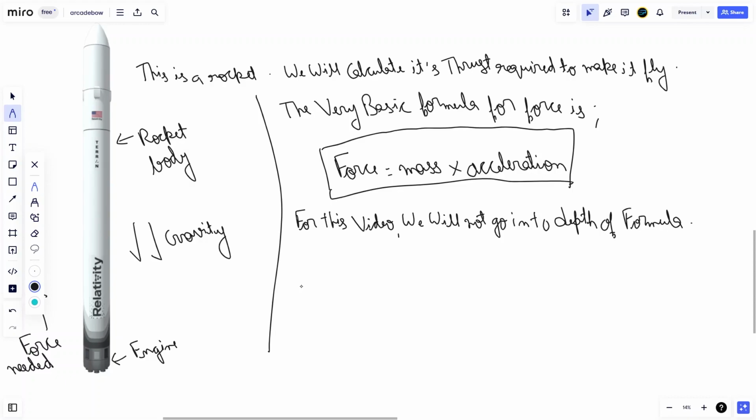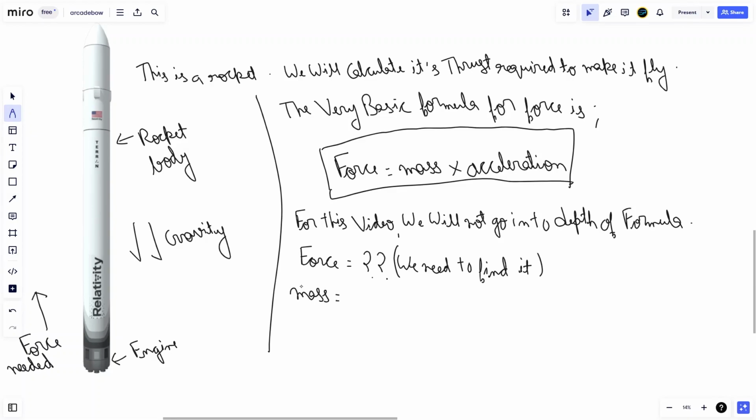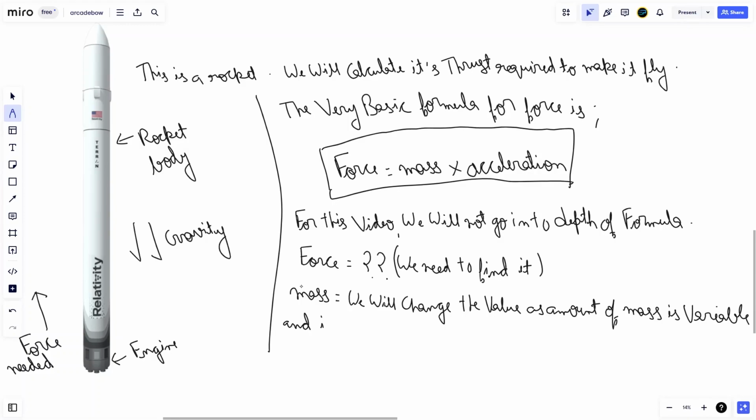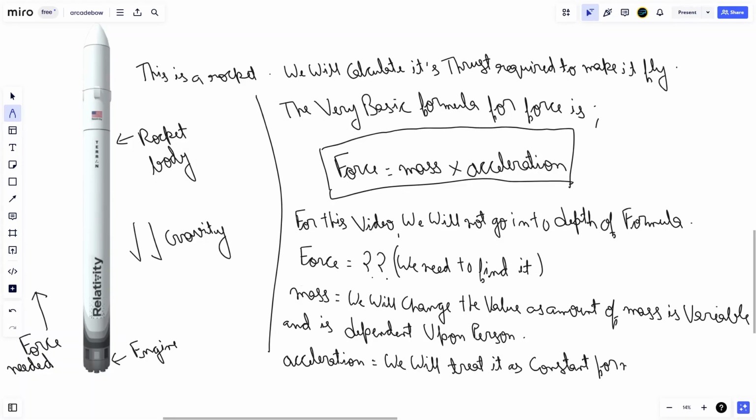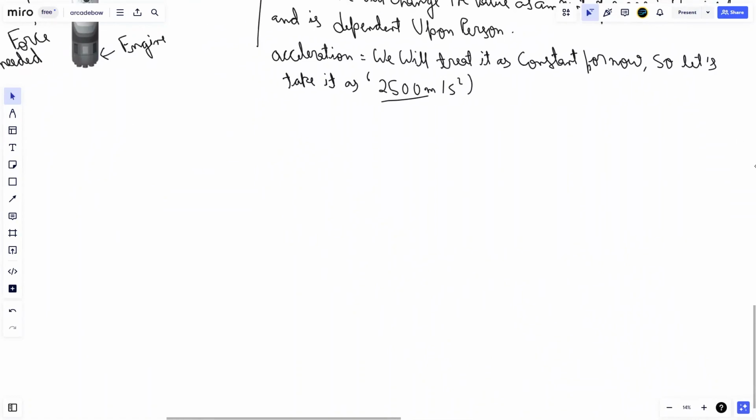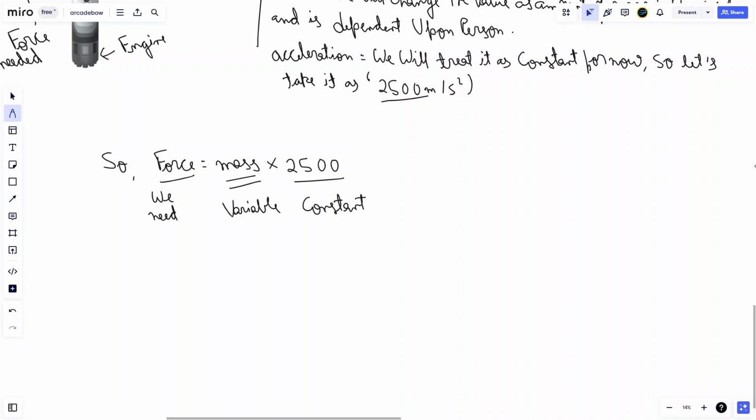Gravity acts on everything, so we need to defeat gravity also to go into space. To find the force, let's take an example. The mass of the rocket. We can change the mass or we can change the acceleration. By changing these values the amount of force can be changed. But for this video we are going to change only one thing. We are going to keep acceleration constant. We will take a simple value of 2500 meters per second squared, whereas for the mass we are going to change the value. In this case the mass is something which the rocket is throwing out from its engine.